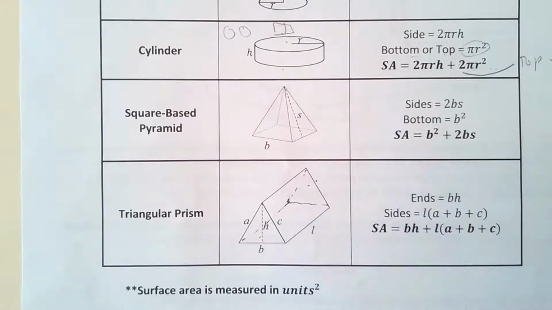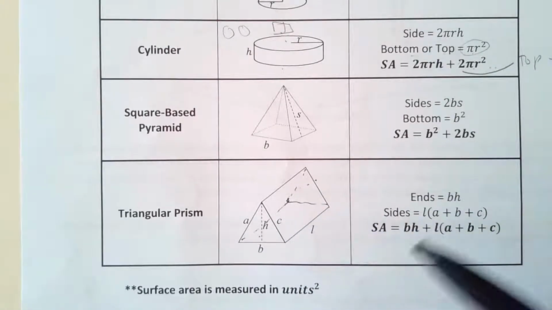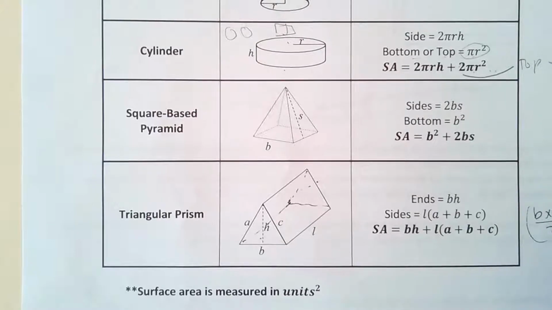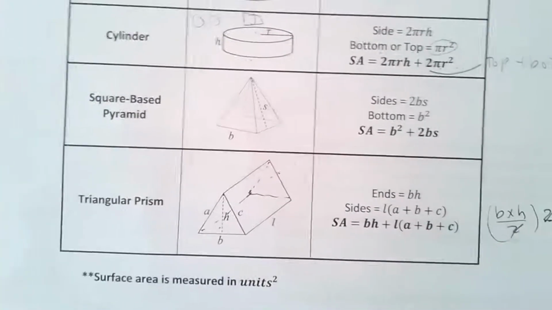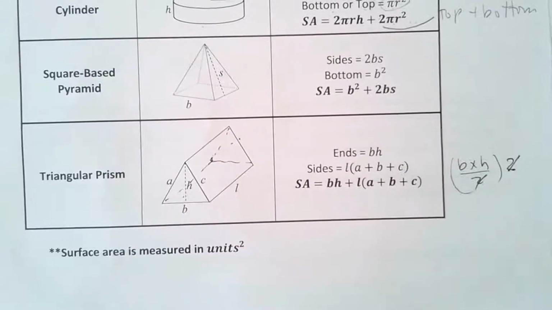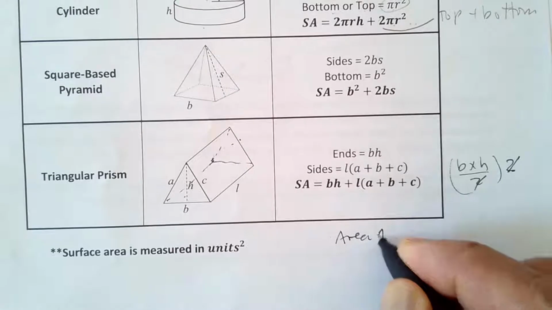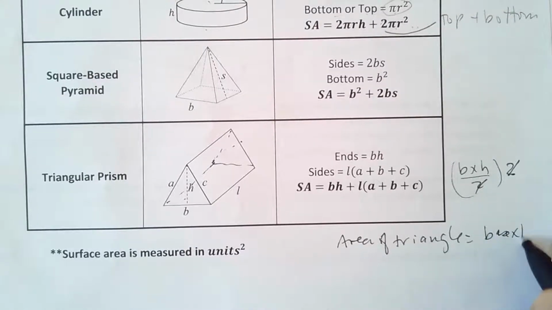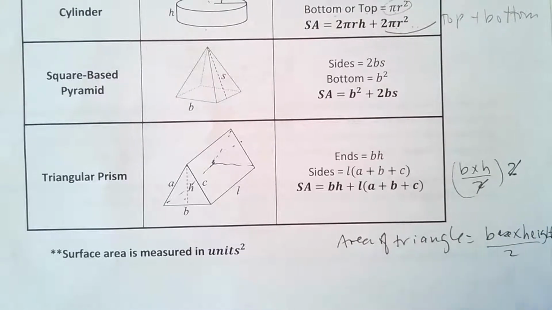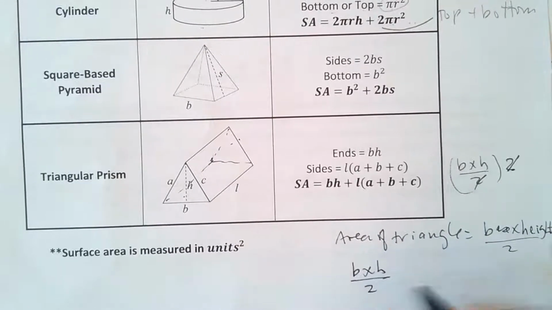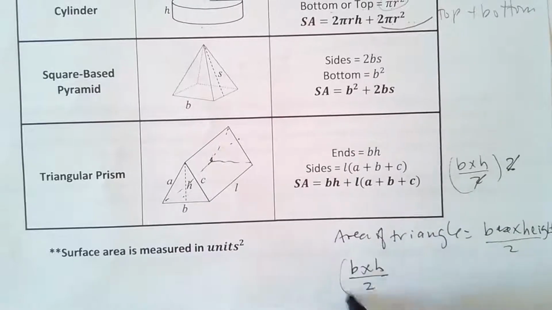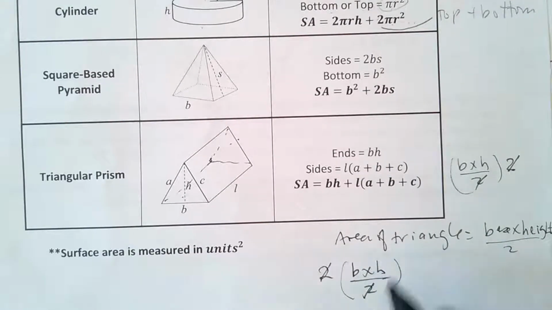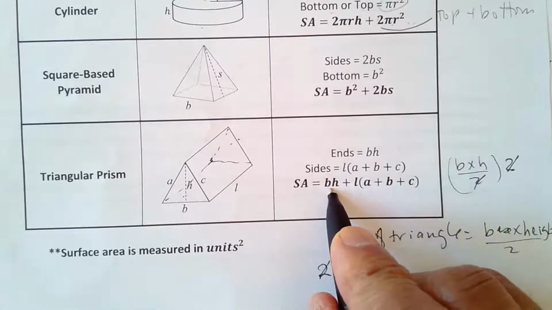Now, since there are 2 triangles, we don't need to use base times height divided by 2, because the area of a triangle is base times height divided by 2. But since there are 2 of them, the 2s will cancel out. I'll redo it again. Area of a triangle is equal to base times height divided by 2. Now there are 2 triangles, so we multiply by 2. If you multiply by 2, the 2s cancel. So that's why we can say base times height. So this is the area of the triangles. There are 2 triangles here.